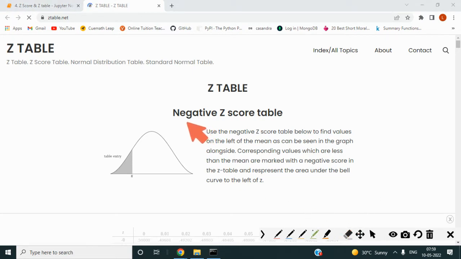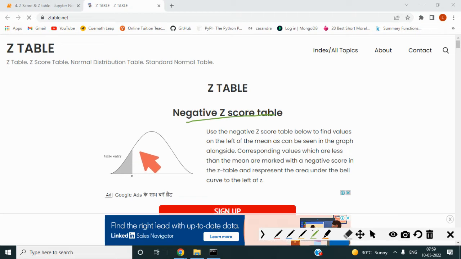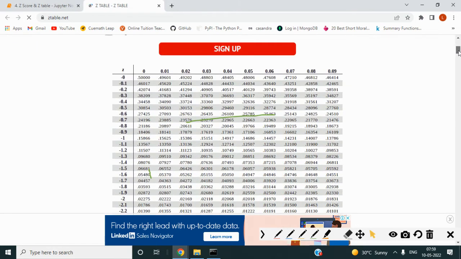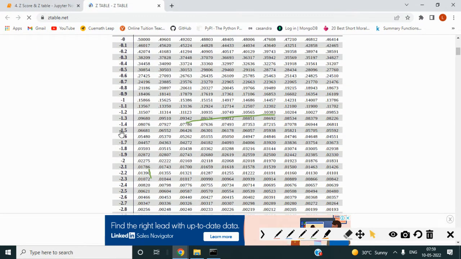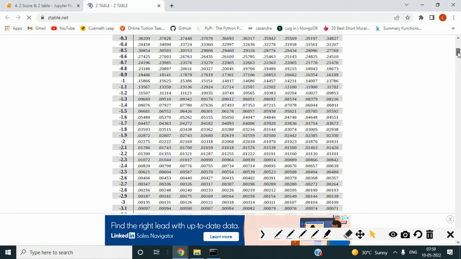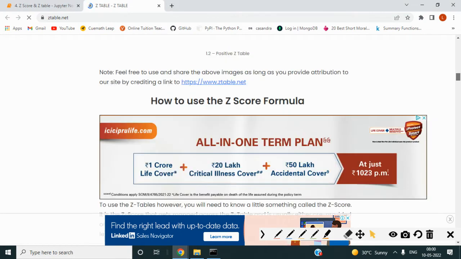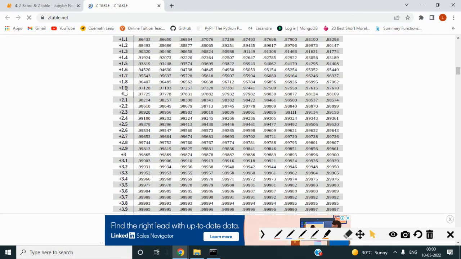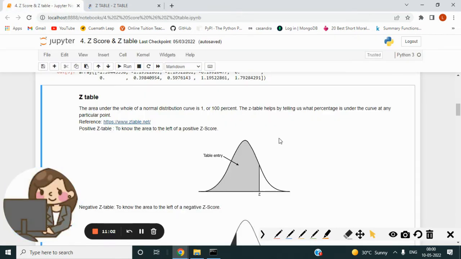If you see, first we have the negative z table. That is, it gives the value of all the z scores which have a negative value, right? So you look into it. All the negative values are given over here, and the corresponding areas, the corresponding z table entries, are given over here. Okay. Now we have the positive z table also. See, this is the positive z table. If you look into it, you will get all the areas which are towards the right of the mean. Okay. Now let us see this with some examples.